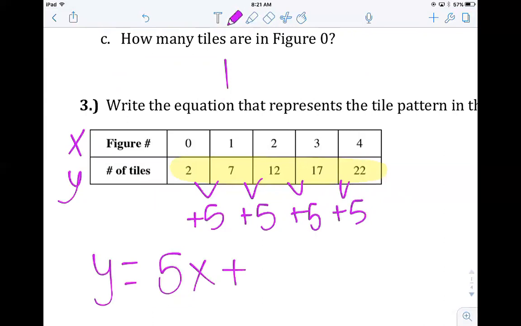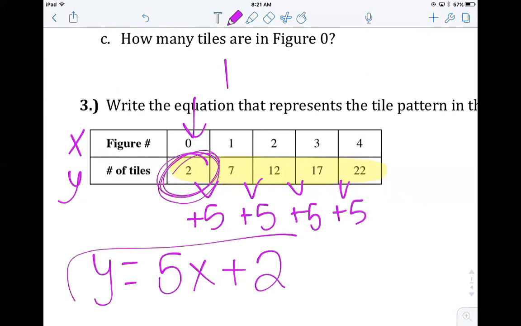To figure out what's going to go right here in our Y-intercept spot, it's very easy to find on our table because it's when X is 0. So we're looking at this number, which is a positive 2. So we are going to start at 2 and go up 5 each time. Now, it's a great idea to check to make sure this is right. All you have to do is plug in some X that you have. Let's say we plug in 4. 5 times 4 is 20. 20 plus 2 is 22. So you can easily check that.